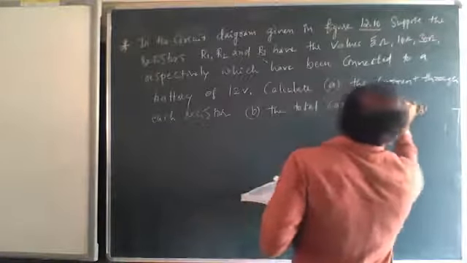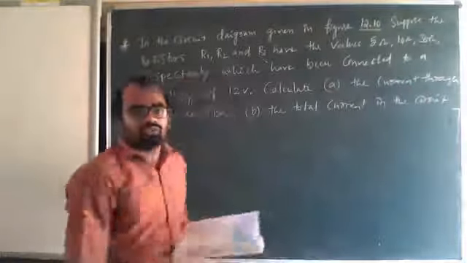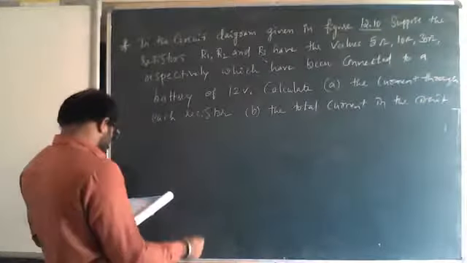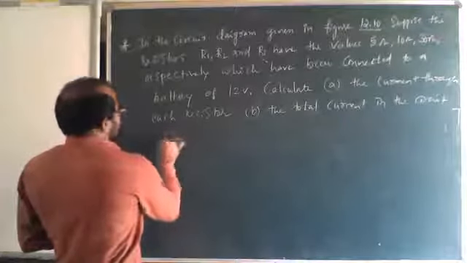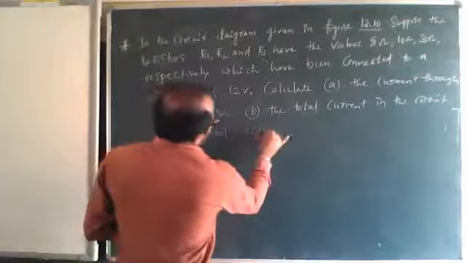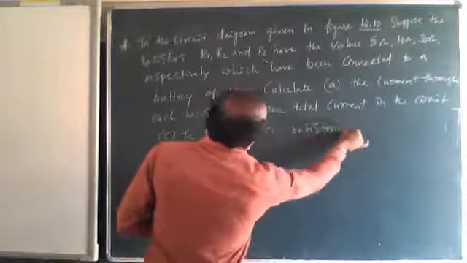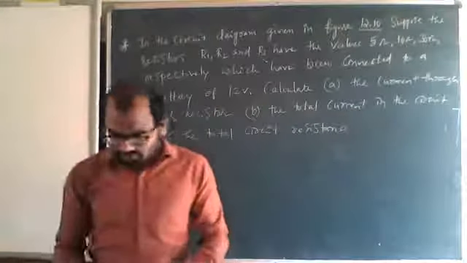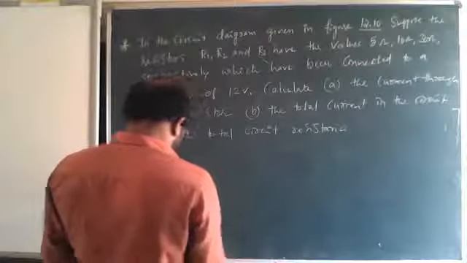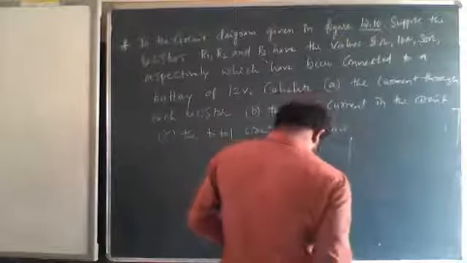Please note, write down with me. Just don't simply sit. Please write down with me. B, the total current in the circuit, and C, the total circuit resistance. So the diagram we have to take down. Please note down this diagram.